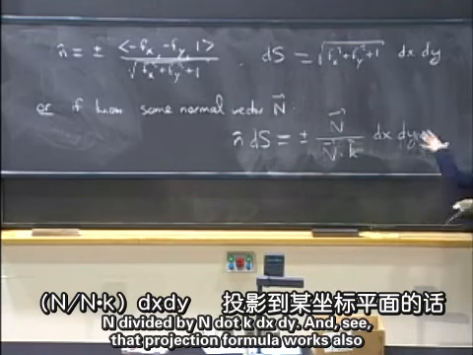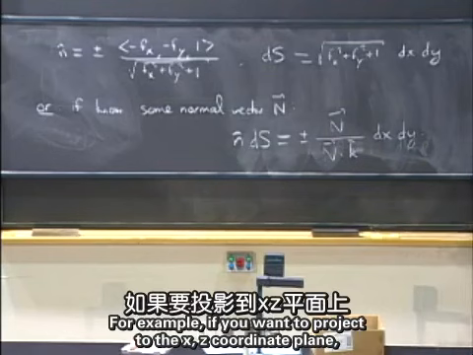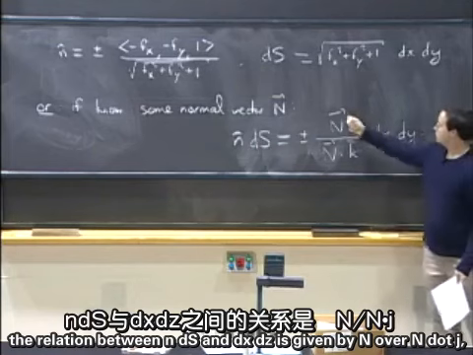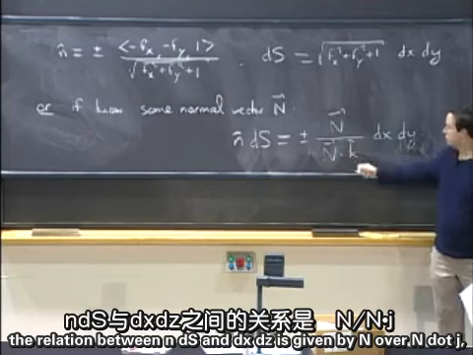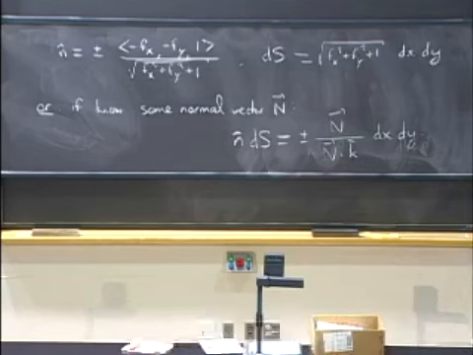And see, actually, that projection formula works also if you have to project to another coordinate plane. For example, if you want to project to the xz coordinate plane, the relation between n dS and dx dz is given by N over N dot j, because j is the direction perpendicular to the xz plane. But I mean, this one is more useful.